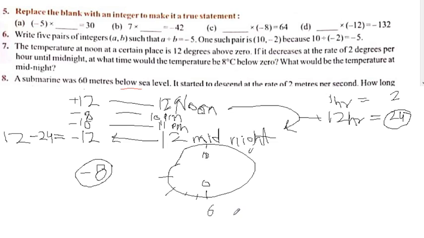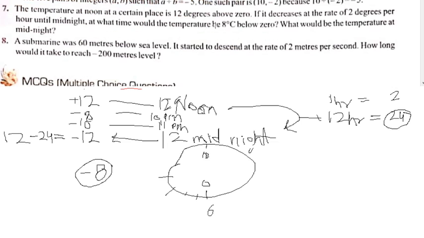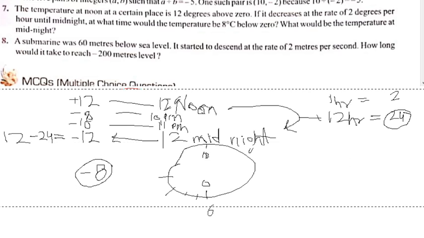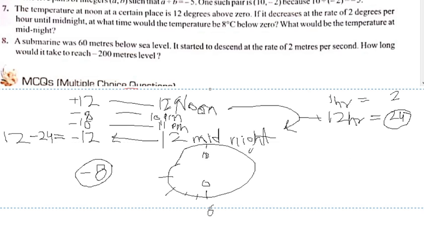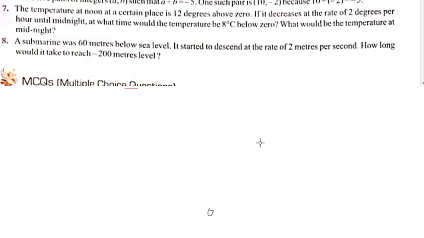Now next, question number 8. Question number 8 tells that a submarine was 60 meters below sea level. Below means downward direction. So in the downward direction, do you have to use a negative sign or a positive sign? Negative sign. Okay, so you write here minus 60.